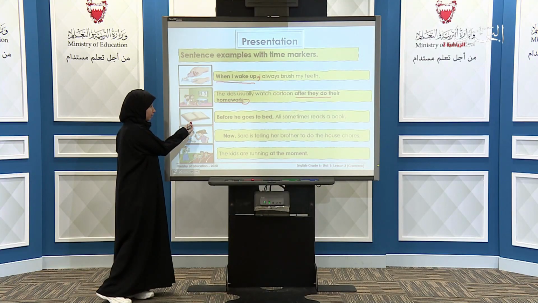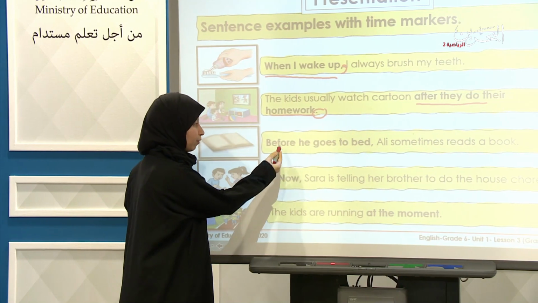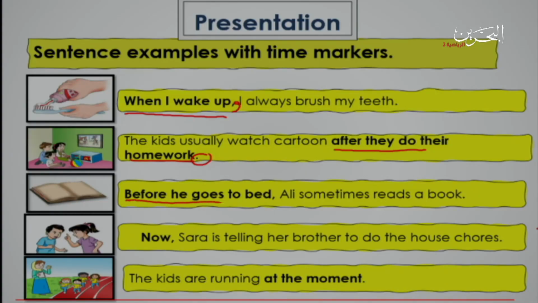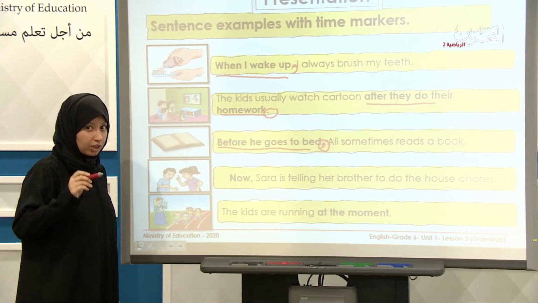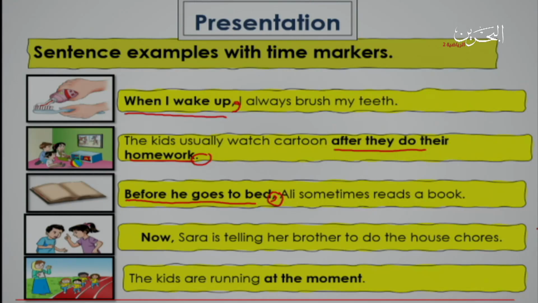This is the third picture. We have got a book. This is the sentence. Before he goes to bed, this is the time marker. I need to put a comma right after the time marker. Why? Because I have used the time marker at the beginning of the sentence. Before he goes to bed, comma, Ali sometimes reads a book.